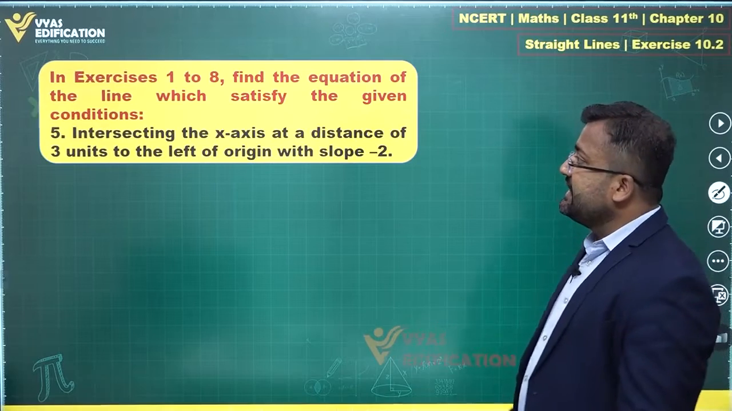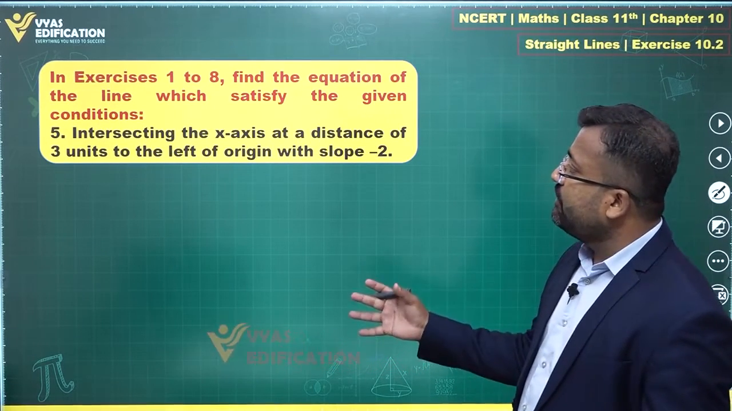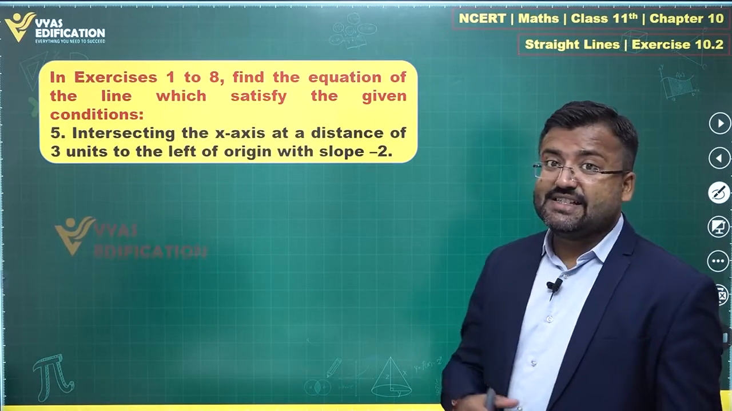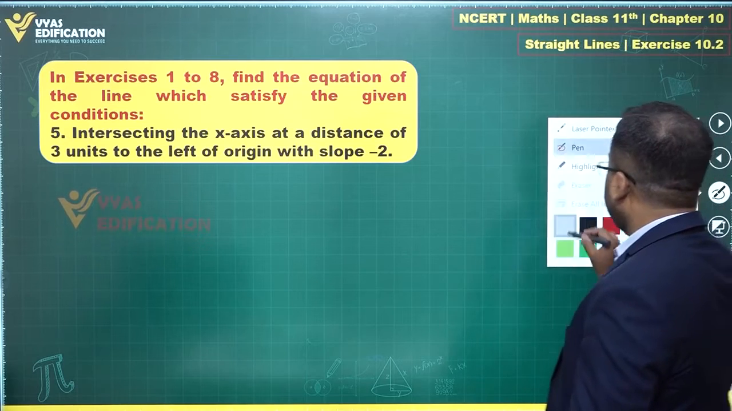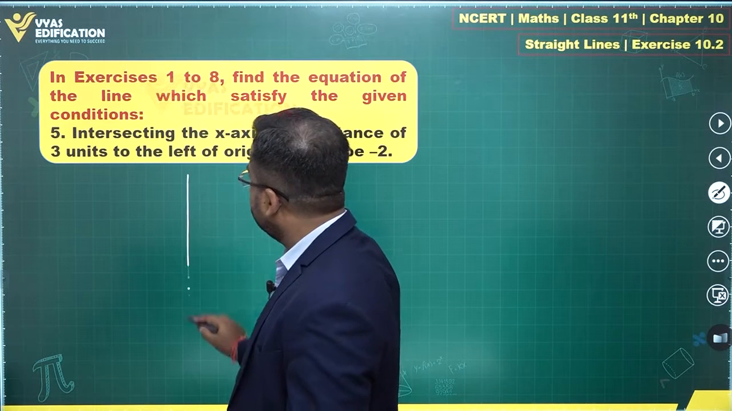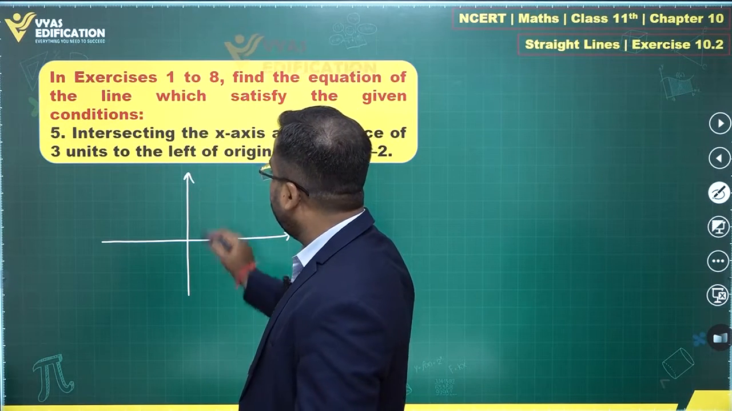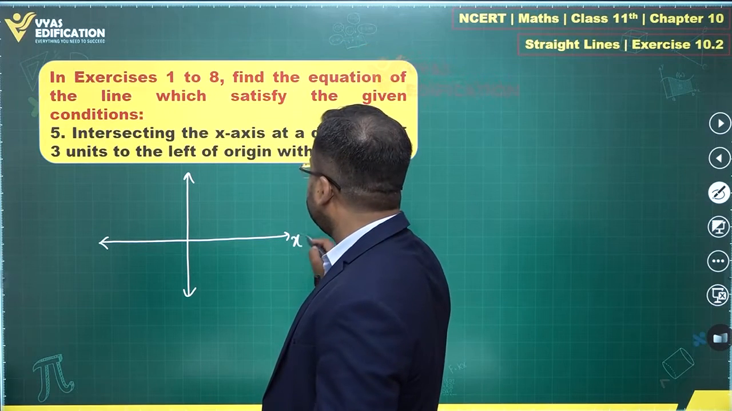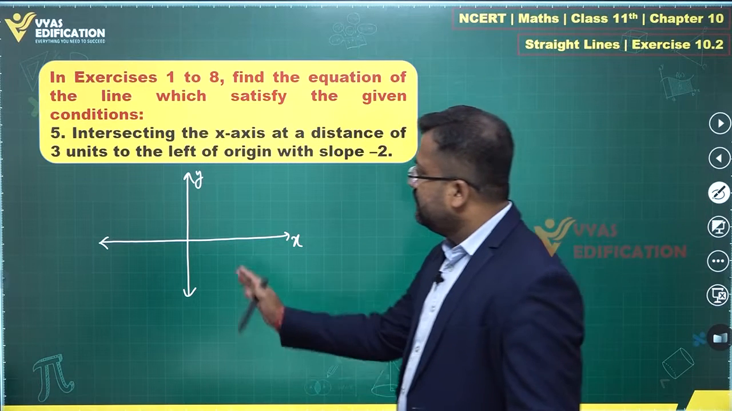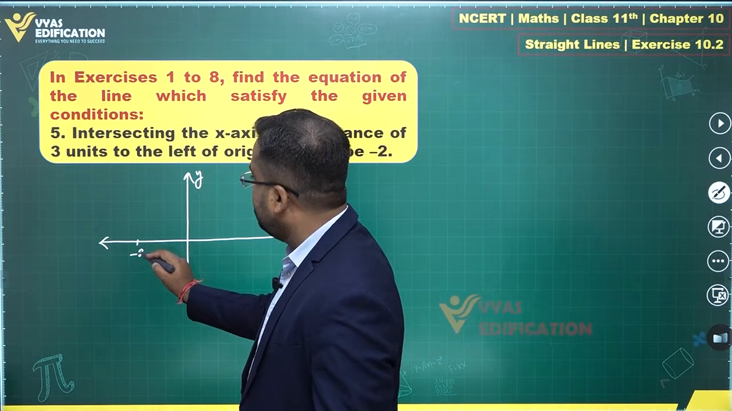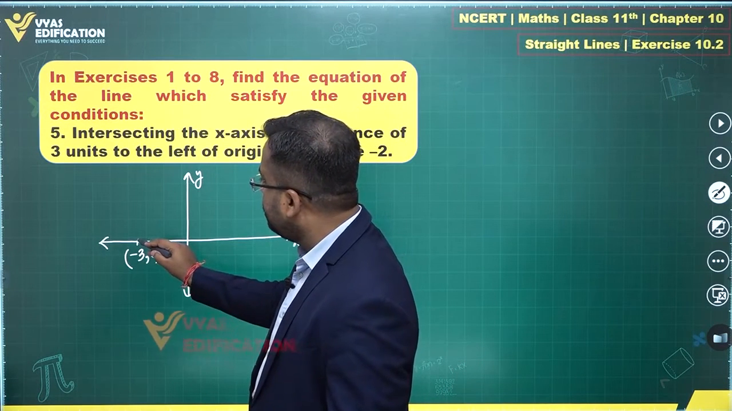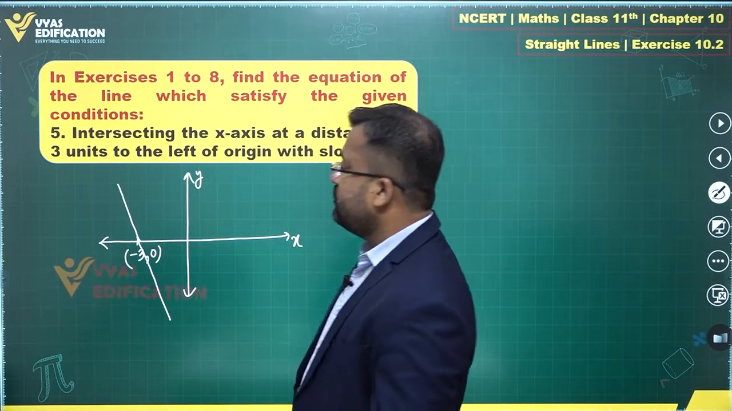The fifth question says: intersecting the x-axis at a distance of 3 units to the left of origin, with slope minus 2. So you are given the x-intercept in one way, and you are also given the slope. Let's draw the coordinate axes first. This is the x-axis, this is the y-axis. 3 units to the left of origin, this point will be (minus 3, 0). Slope minus 2 would be this kind of slope.